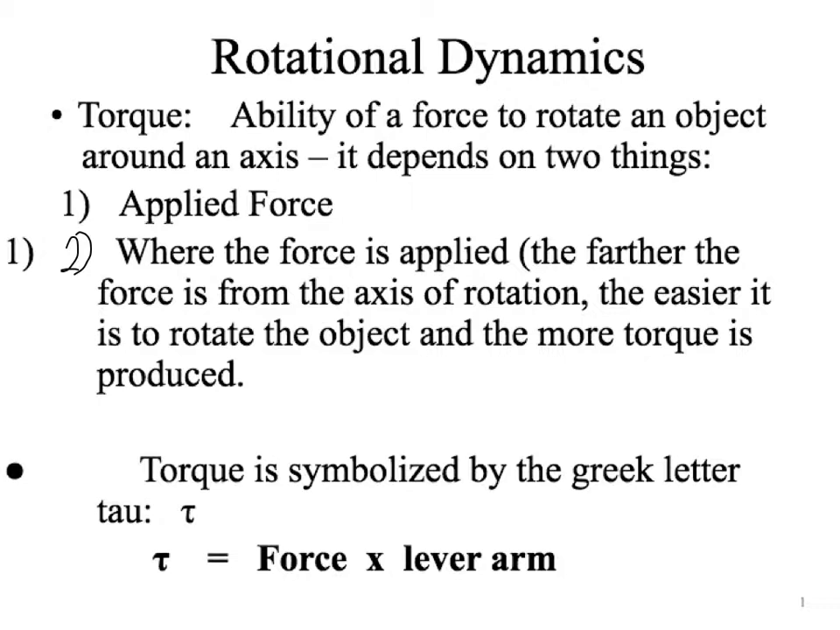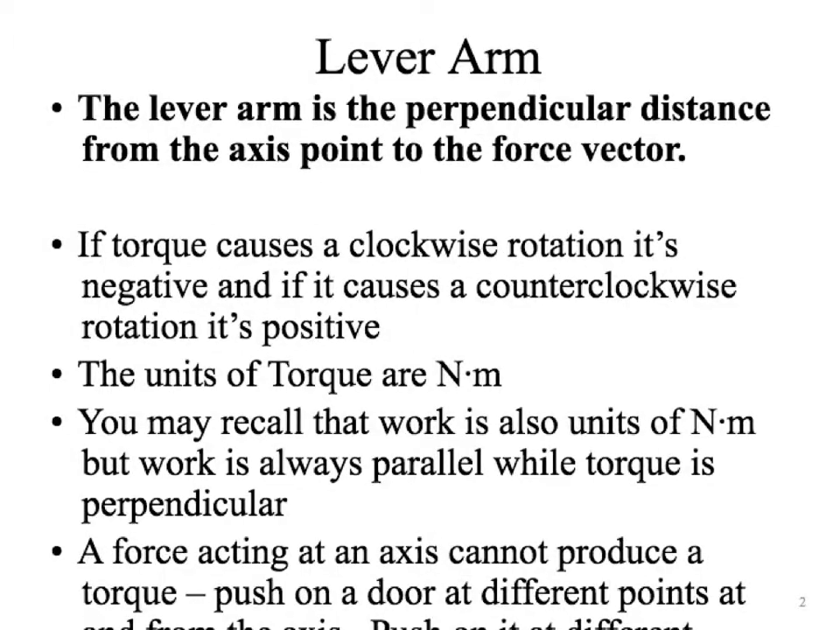So we'll do those little exercises when I get back on Monday. Torque is going to be symbolized by the Greek letter tau, and that's going to equal force times the lever arm. And this lever arm part is going to be the tricky part, so we're going to look at a couple of examples. Okay, the lever arm is going to be the perpendicular distance from the axis point to the force vector. And so we're going to go over that again many times, but go back to this anytime you're wondering, how do I draw this lever arm?